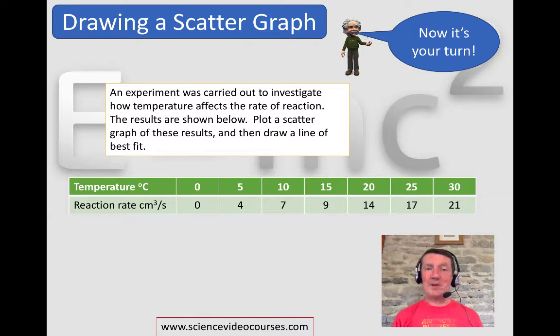Now let's think about some data for you. It's your turn. An experiment was carried out to investigate how temperature affects the rate of reaction. Results are shown below. Plot a scatter graph of these results, then draw a line of best fit. Pretty simple data, easy to plot. Have a go.